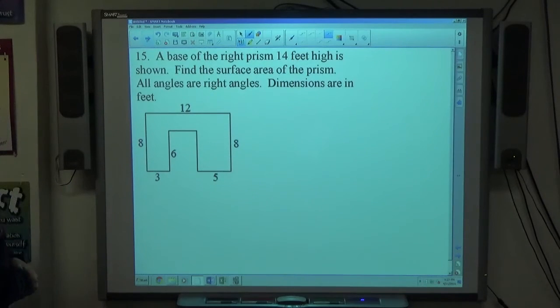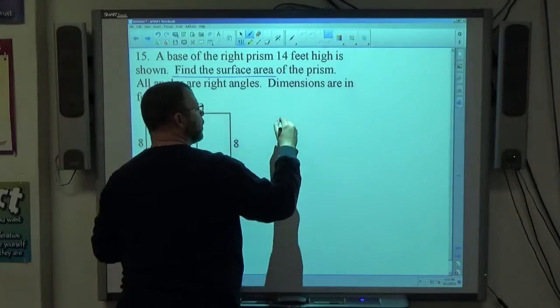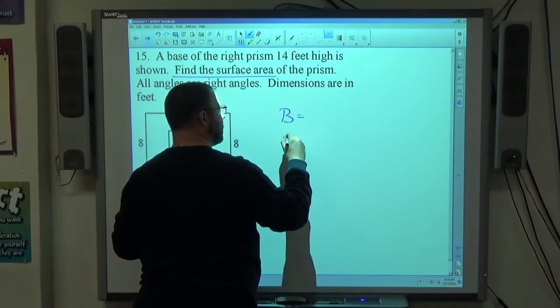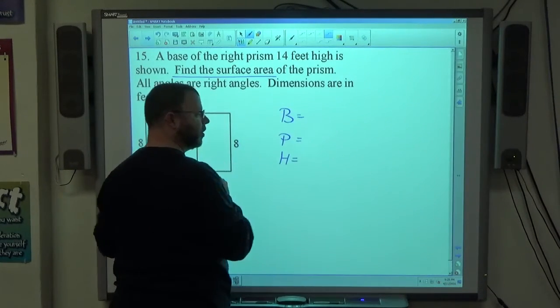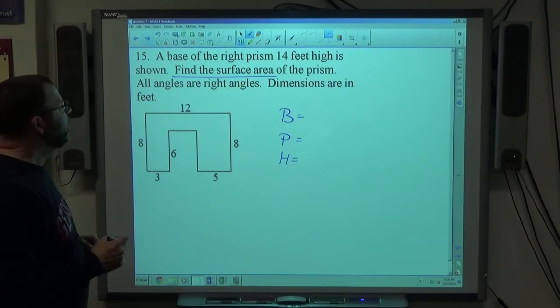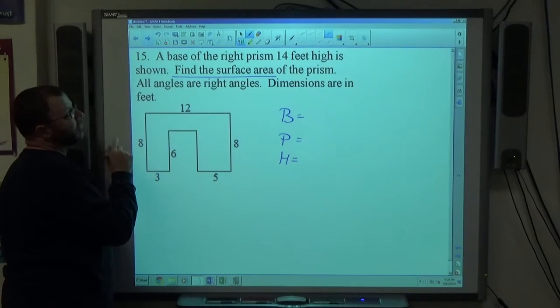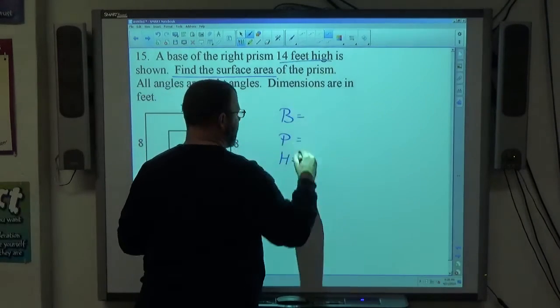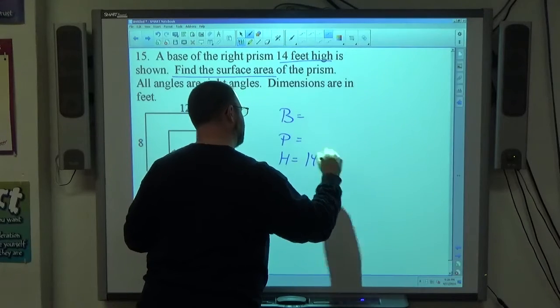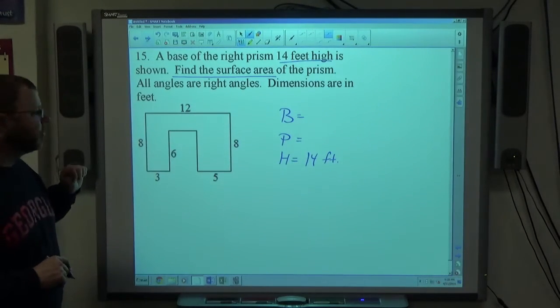And number 15, find the surface area. Directions. So surface area is area base, perimeter base, and height first. Once we establish those three values, then we apply the formula. So, looking at this base, which is the base of the right prism, 14 feet high. So, height is 14 feet. Everything else, B and P, comes from this two-dimensional figure.